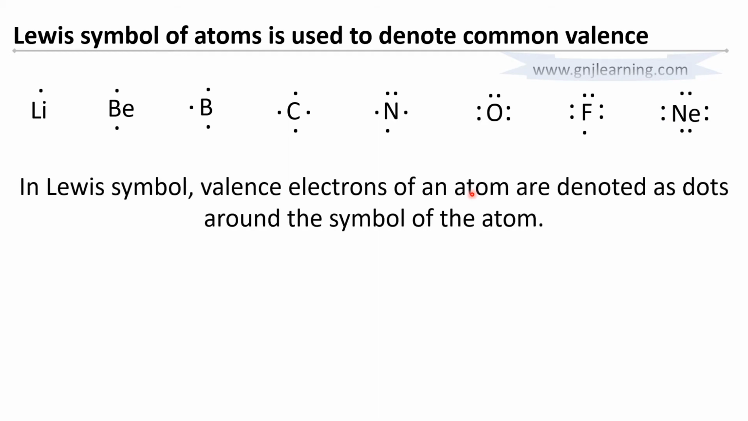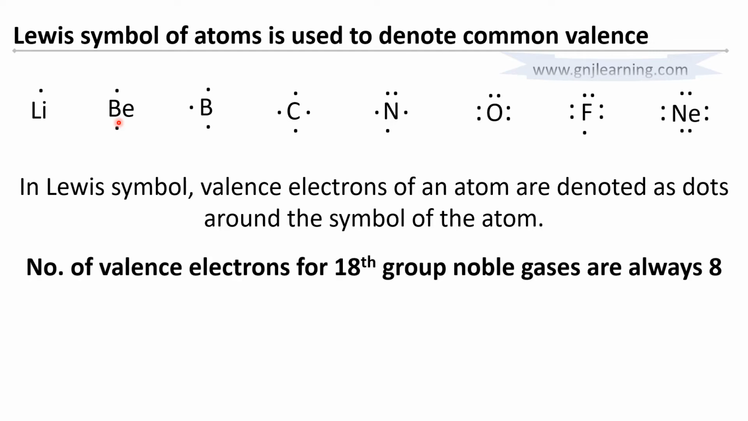So what is a Lewis symbol? Valence electrons of an atom are denoted as dots. Valence electrons, or common valence, are denoted as dots around the symbol of the atom. This is how to represent the Lewis symbol of an atom. The Lewis symbol can be used to represent all the representative elements. Clear?